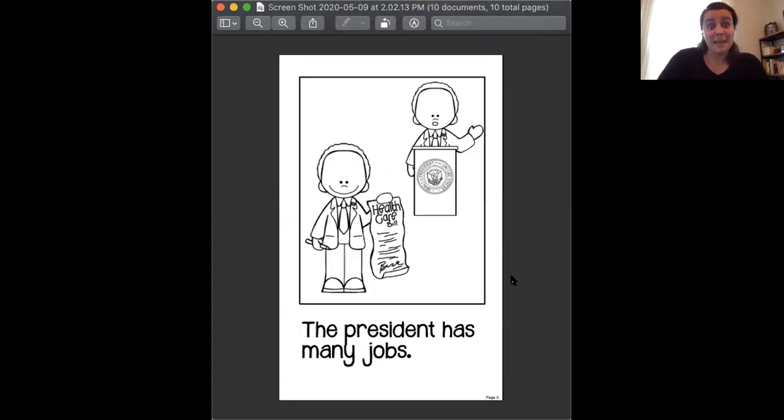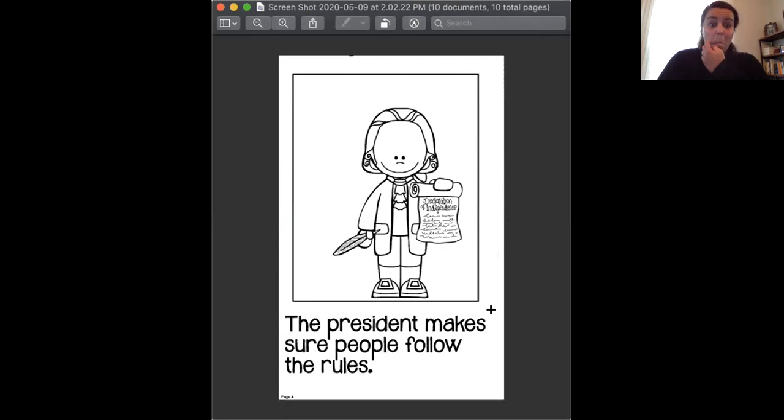The president has many jobs. Now this president right here is holding a healthcare bill. Oh my goodness. And then seems to be giving a speech as well. The president makes sure people follow the rules. Now, in the Panda class, we have a lot of rules that we follow, right? You bet. And we talk about those rules, and we learn that those rules are there so that we keep everybody safe, right? And make sure that you are in the best environment so you can learn, right? Awesome. So that's kind of what the president does to make sure that people follow the rules and keeps people safe.